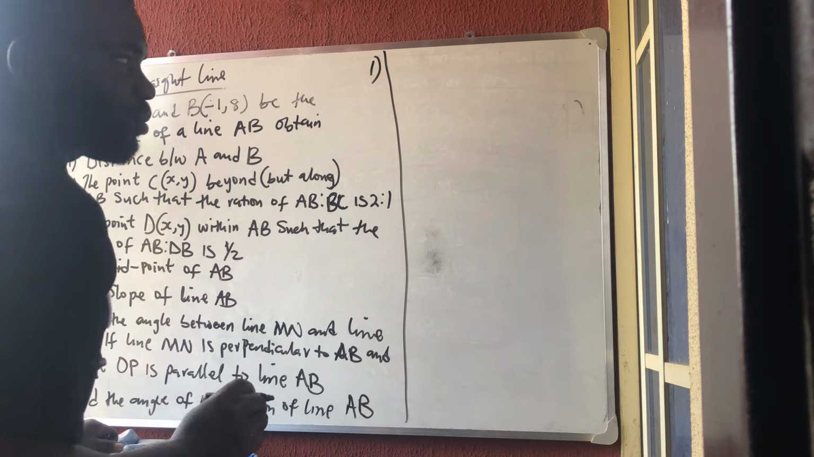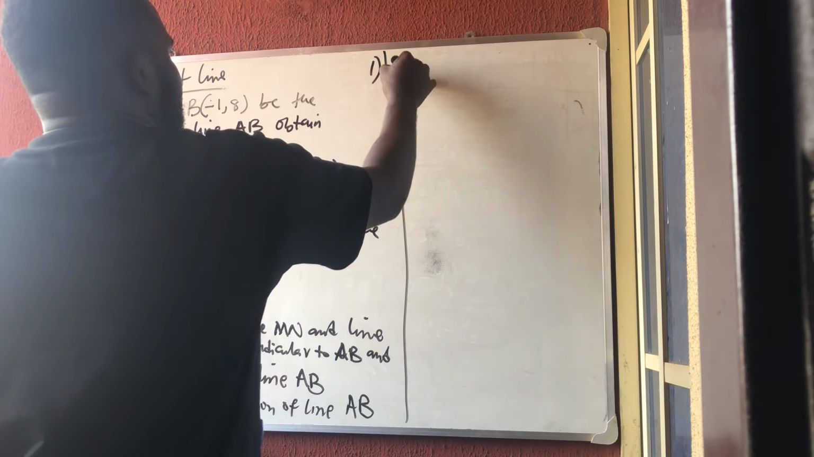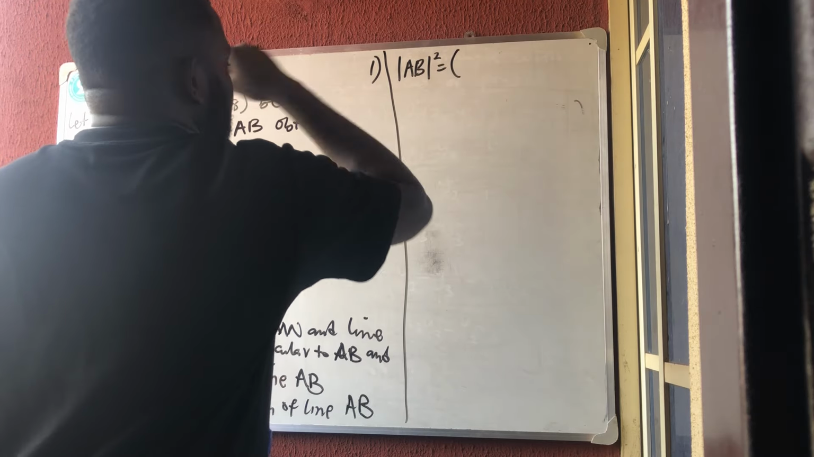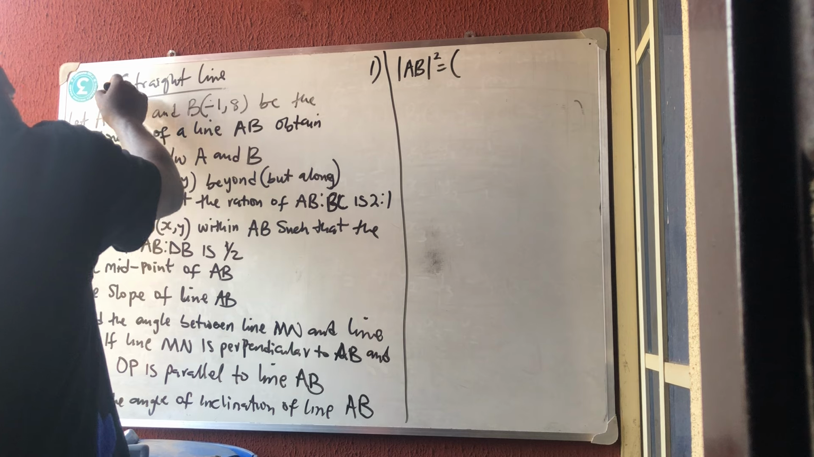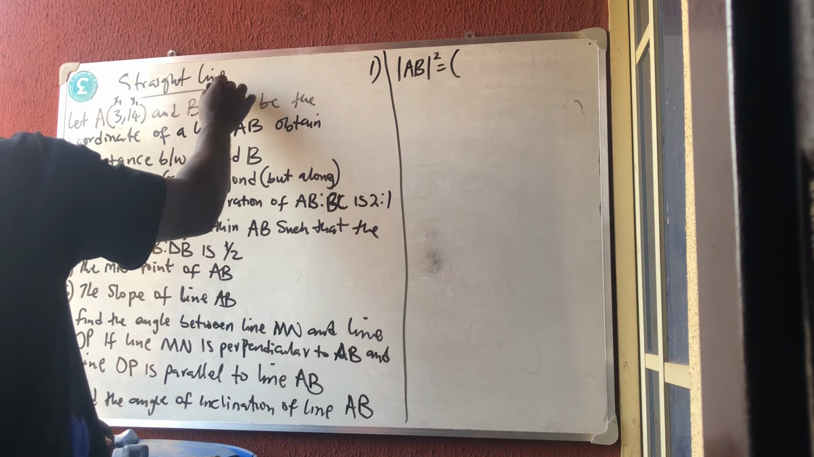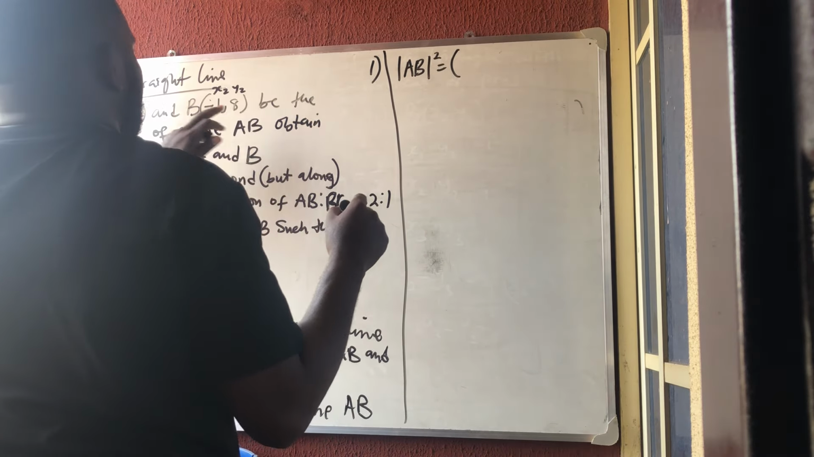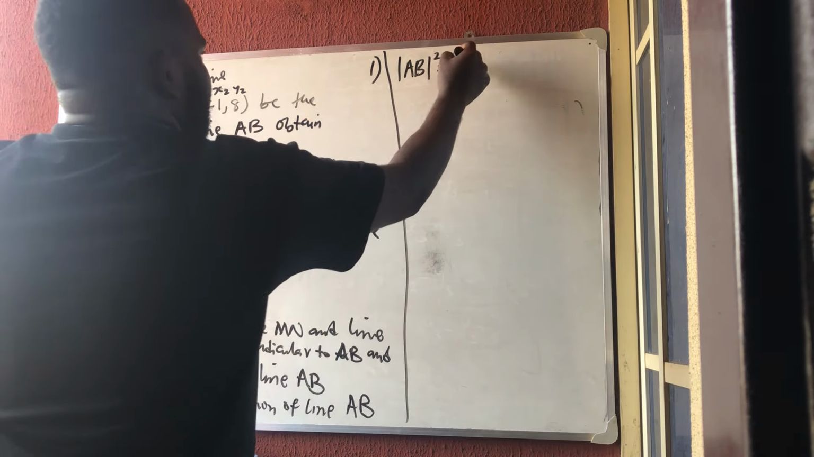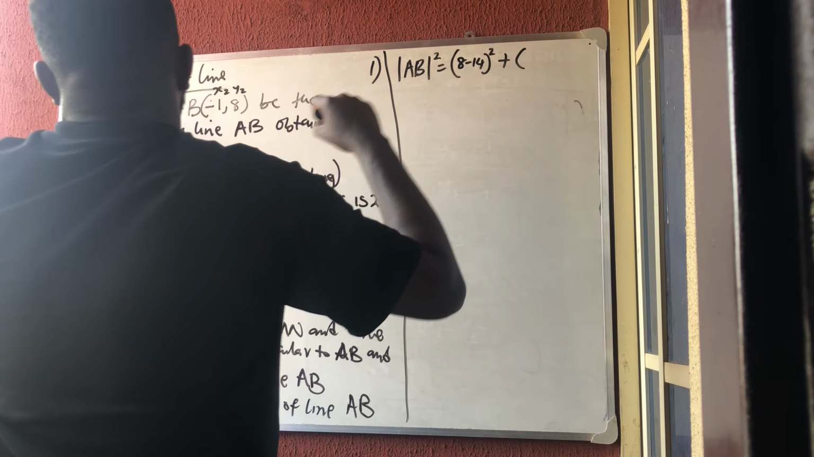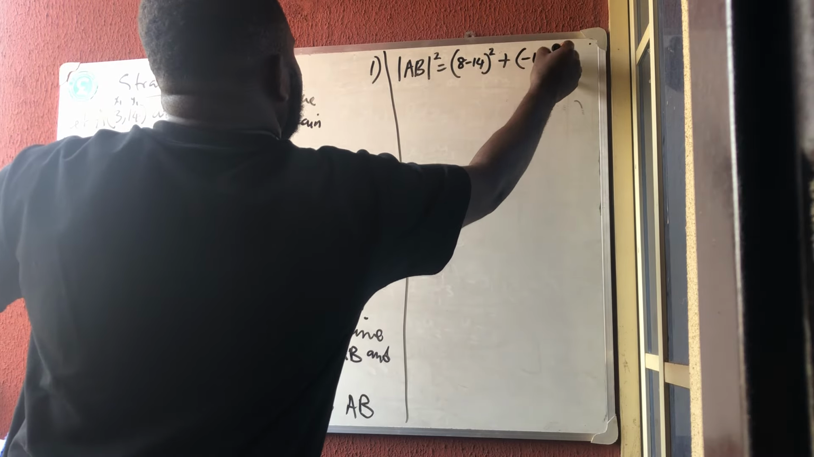I told you that the distance between 2 points is just to remember Pythagoras theorem. So the distance AB all squared is equal to what? I told you you must name it. Name this one x1, y1. Name this one x2, y2. So I'm having 8 minus 14 all squared plus x1 minus x2, that is 1 minus 3 all squared.